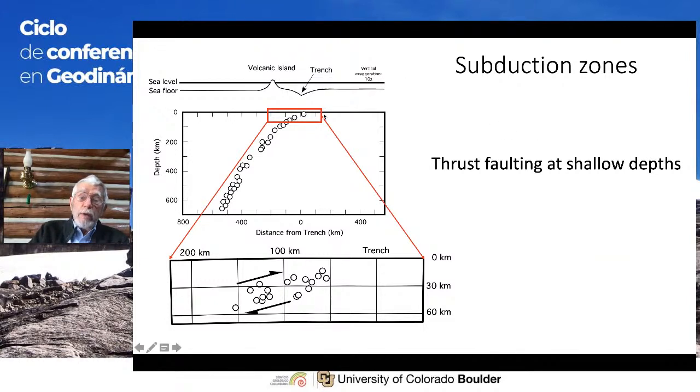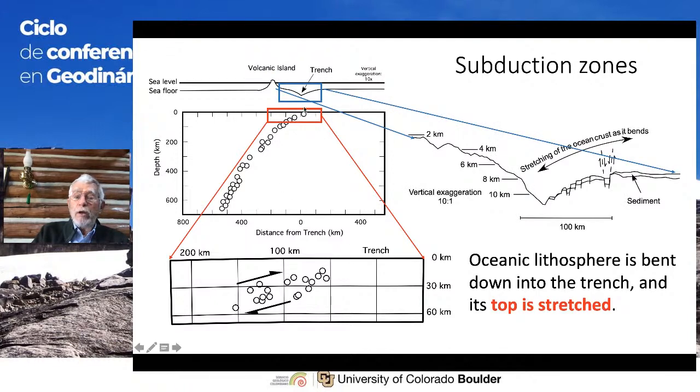So the usual image we have of subduction zones is that there is a seismic zone that dips down underneath. It dips at a gentle angle near where the trench is and near where the volcanoes are, and we know there's thrust faulting in here. We have now thousands of fault plane solutions that show this is going on. And this was recognized in the 60s as well.